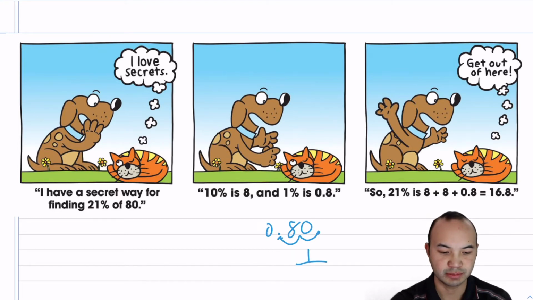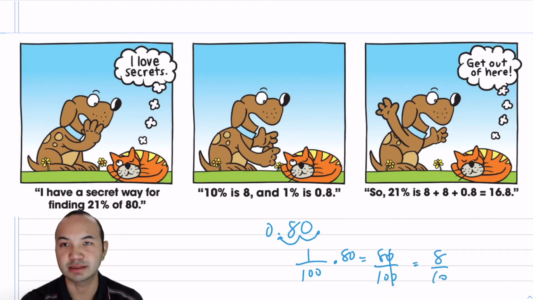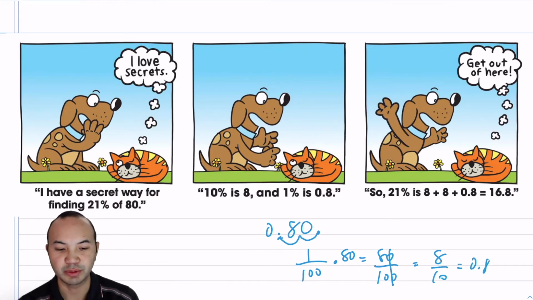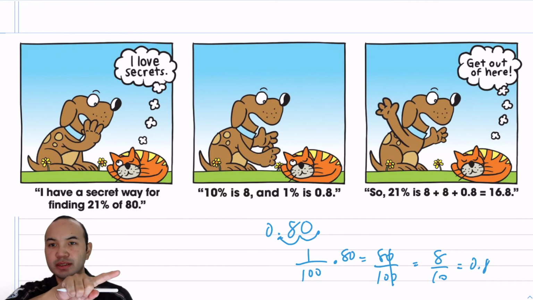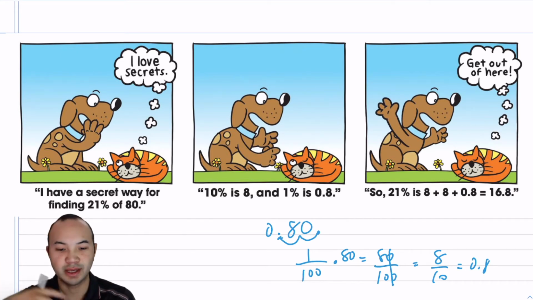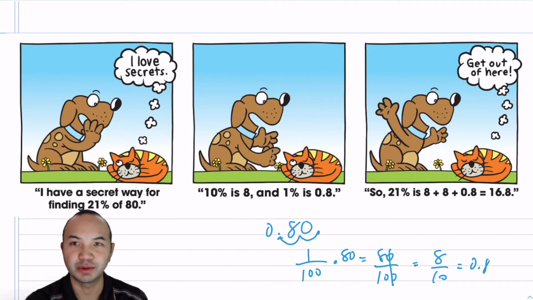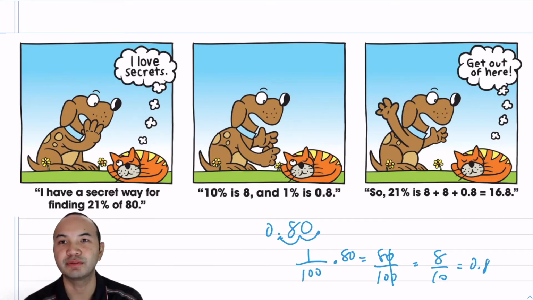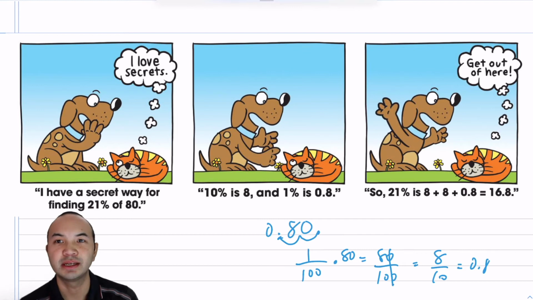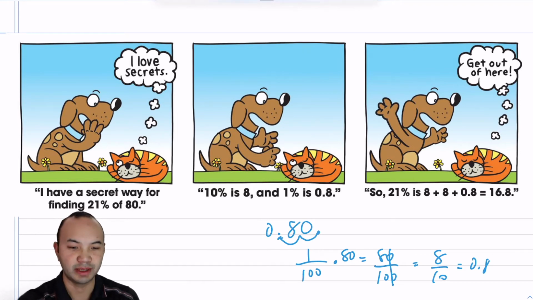Because 1%, remember what I said, is 1 out of 100. So 1 out of 100 times 80 becomes 80 over 100. That goes down, you get 8 tenths, and 8 tenths is 0.8. So 21% is 10% is 8, another 10% is 8, and another 1% is 0.8, so 16.8. We're going to be learning how to do that in a more efficient way. You don't really have to do it mentally, but knowing this stuff, you will be able to.